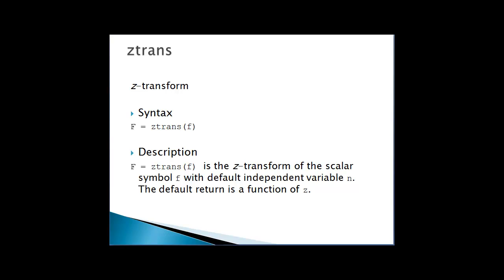The syntax for the Z transform used in MATLAB is F equal to ztrans of f. In the place of f, we write the function. Now, the description: ztrans(f) is the Z transform of the scalar symbol f with the default independent variable n, and the default return is a function of z. We'll see some example based on it.